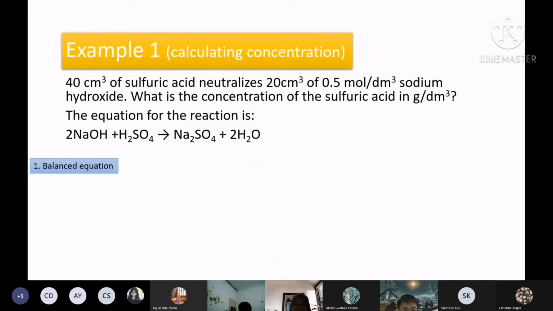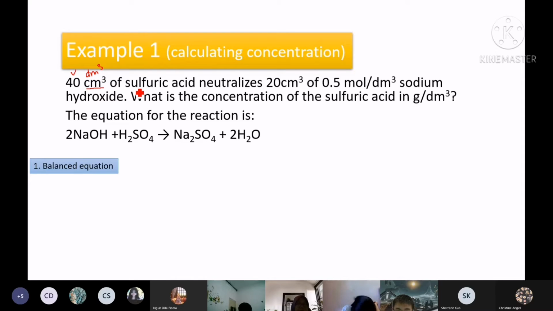How about the calculations of titration or volumetric analysis? Let's go to example 1. This is example 1. 40 centimeter cubes. We know this is the unit of volume, but it is not the standard unit of volume, so we need to change it into dm cube.